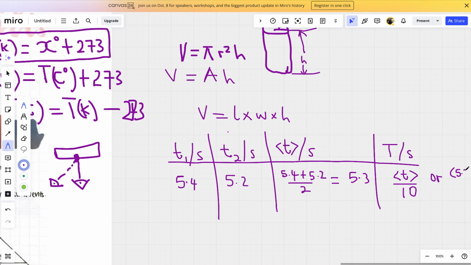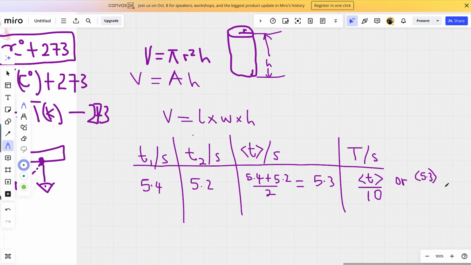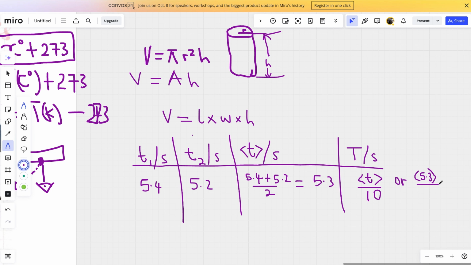You are going to divide by this average time. Divide by 20 if there are 20 oscillations. If there are 10 oscillations, you divide it by 10. So you get 0.53 if you divide by 10. If you divide by 20, you get 0.25 something. Okay, so that's what it is in the measurement of time.